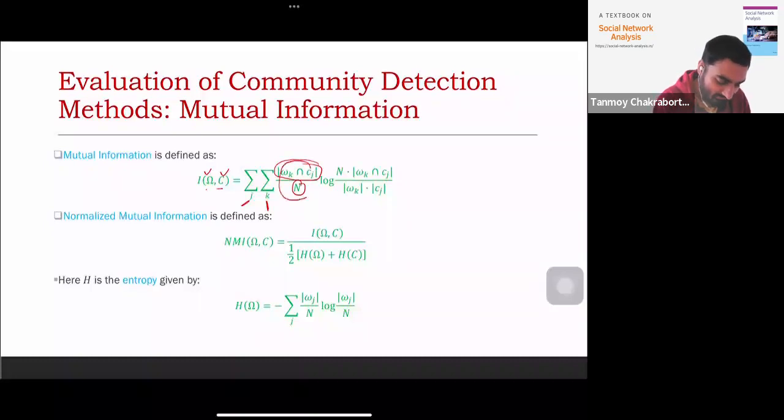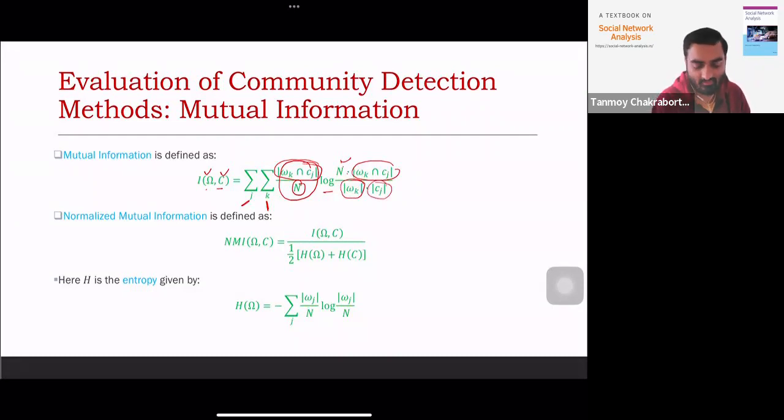Okay, so this is basically a normal mutual information kind of formula, right? And then we have log of n times n, where n is the number of nodes, times the same quantity by the size of the detected community and the size of the ground truth community, right? So this is mutual information.